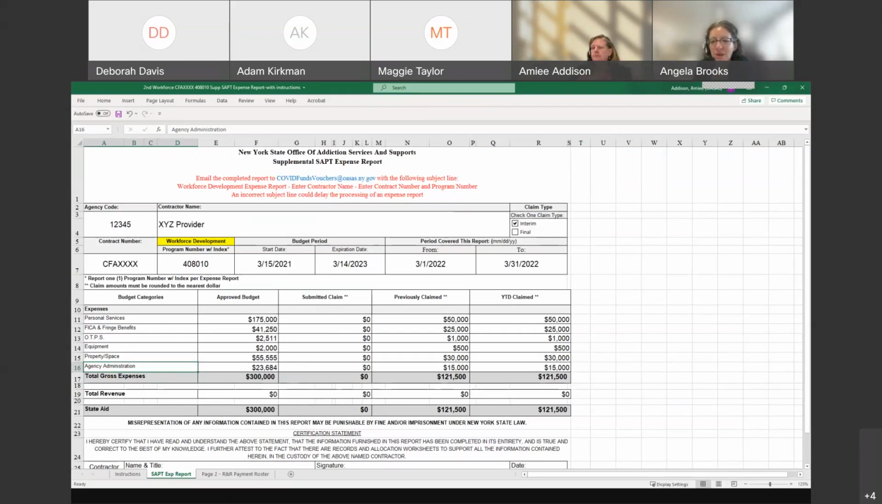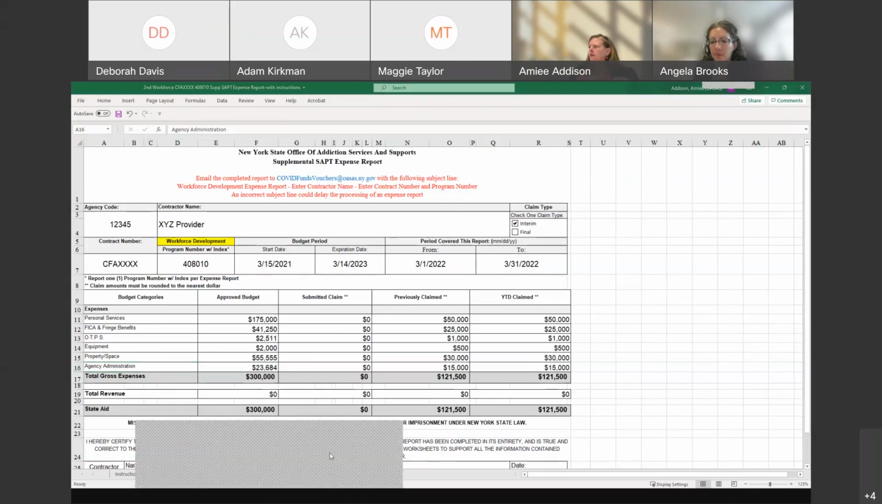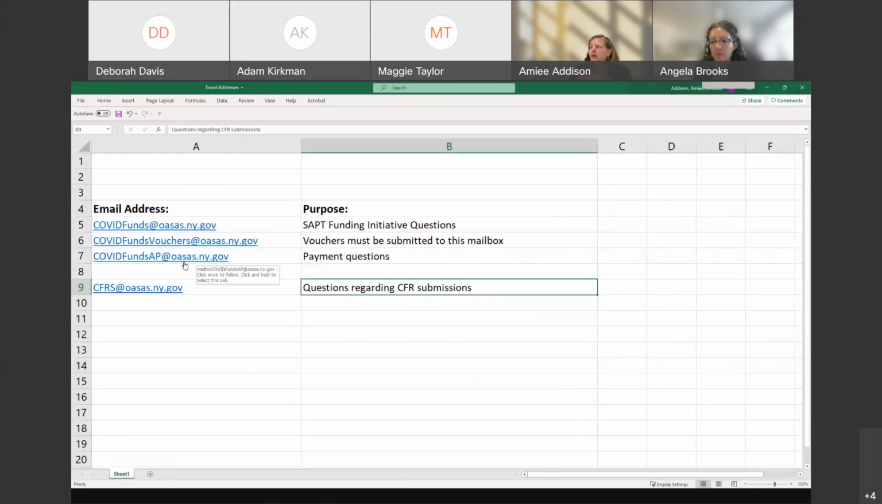The next question was, where can we obtain an expense form? If you haven't received one with your advance payment, which you should have because we send them out with every advance payment, you can either email the COVID Funds AP mailbox and request one, or there is a blank form, depending upon the initiative, there's blank forms out on our website.